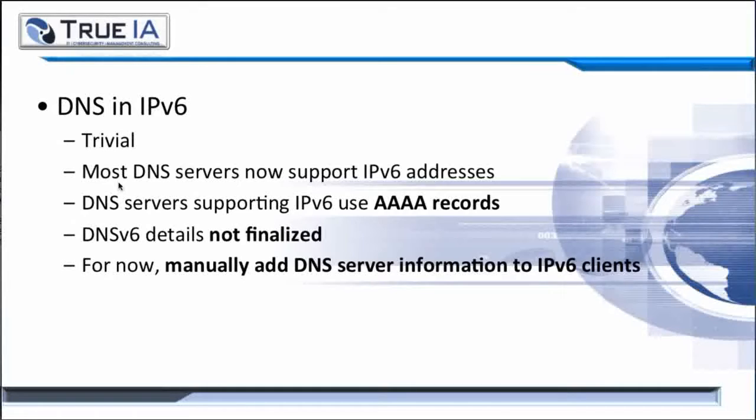Another minor change with IPv6 is DNS. Note that most all DNS servers now support IPv6. However, there is a push to get DNS server information added to IPv6 router advertisements. If this happens, the need for DHCP version 6 might fall dramatically. So it's important to note that the details for DNS version 6 have not been finalized. For now, you have to manually add the DNS server information into your IPv6 clients.